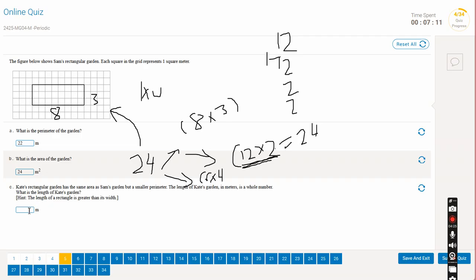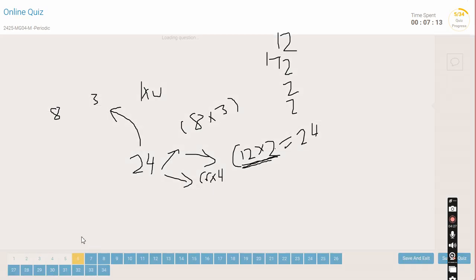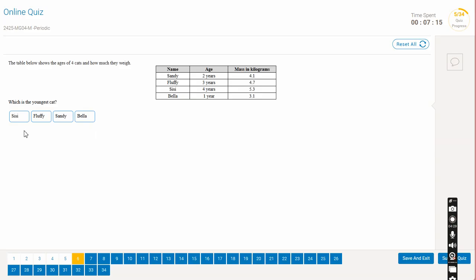Only the length. So you'll only write 6. Let's go to the next one. Here, which is the youngest cat, that will be easy for you. The youngest cat is Bella, so we'll just choose that.